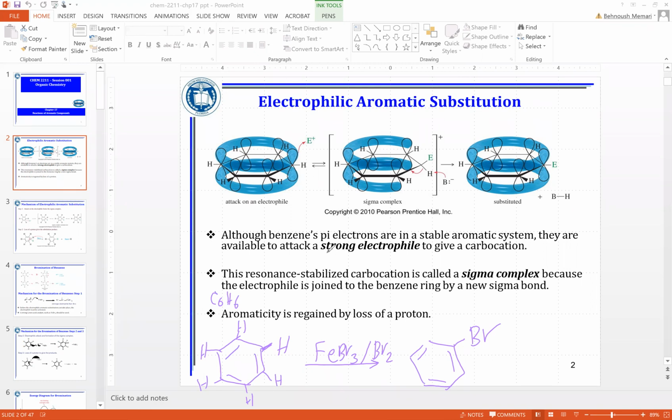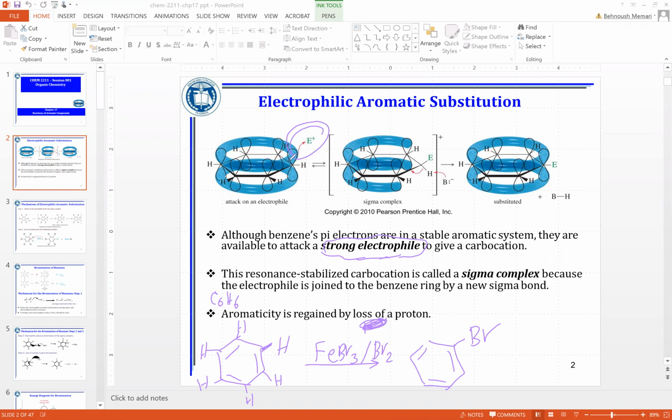In step 1, you have to have a very strong electrophile. Your electrophile must be very aggressive, because the aromatic system is stable. E plus has to attack the benzene ring, so you must have a very strong and aggressive electrophile. Then the benzene ring basically will attack the electrophile. That's what is demonstrated here in this part of the diagram.